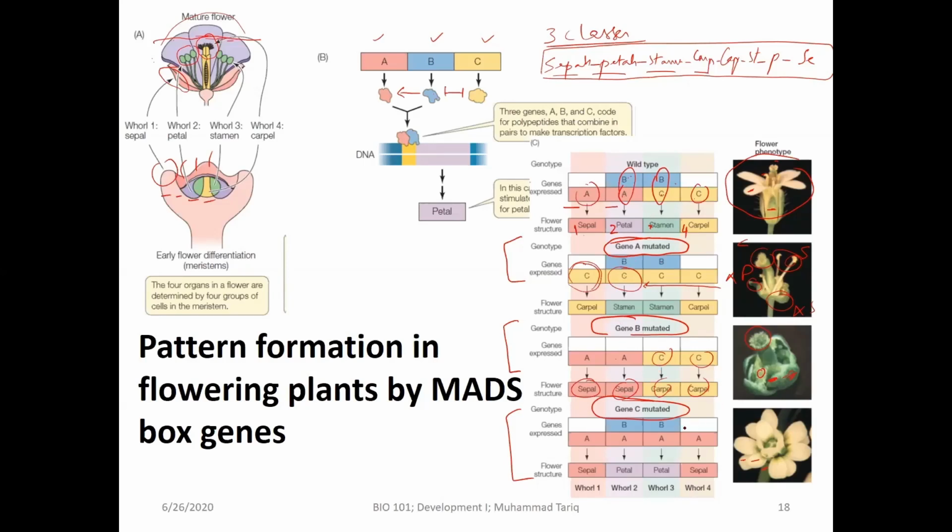And when C is gone, now A is going to spread into the domain of C, and A alone in its normal domain will give you sepal. Wherever it will be together with B, it will give you petals. So instead of stamen, due to absence of C, since stamen only comes when B and C are together, now you have B and A, you will have petals again. So duplication of petals and then duplication of sepals. So this is called the ABC model of flowering.